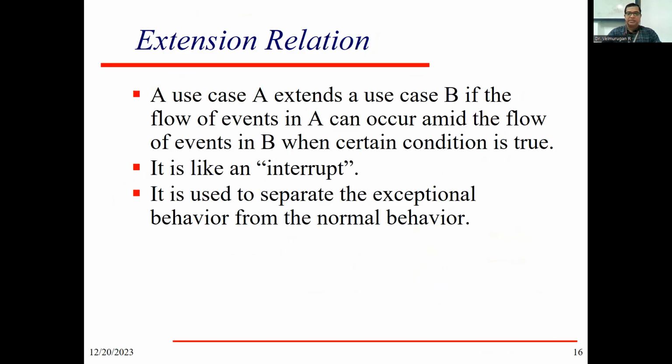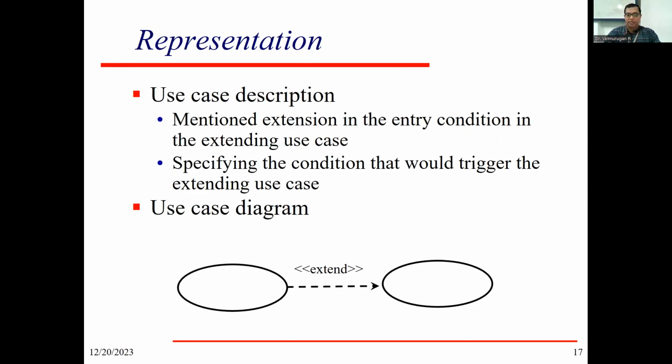And the next case, in terms of extension relationship: it extends a use case B if the flow of events in A can occur amid the flow of events in B when certain conditions are true. So when A is going to do some functionality, because of that functionality there is going to be an extension. If A is going to happen, in the sense A is true, B is also going to happen because of that. That is why it is called A extends use case B. It is used to separate the exceptional behavior from the normal behavior. That is what we call an interrupt over here.